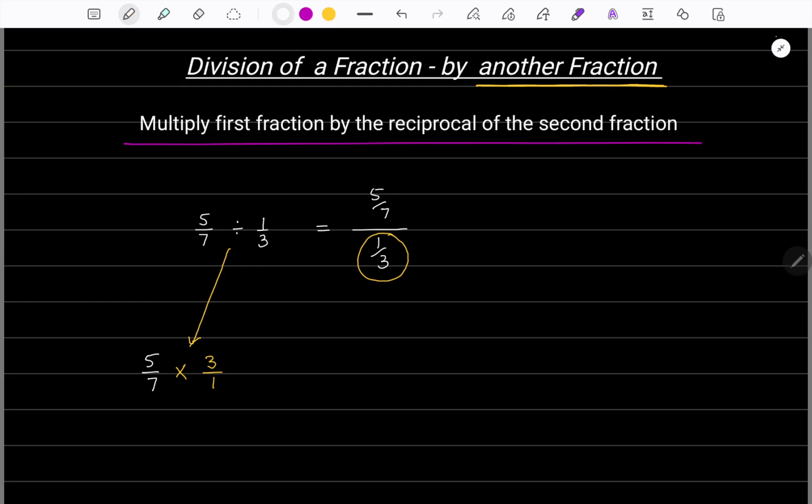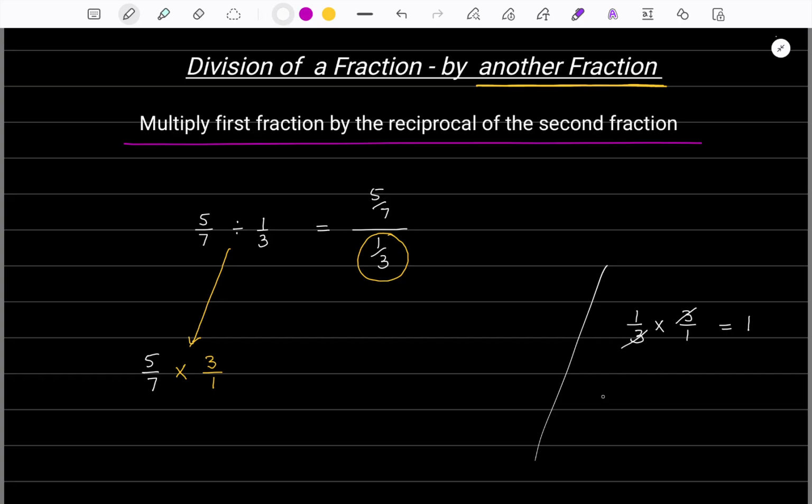A fraction is said to be the reciprocal of a given fraction if their product is 1. So we started with the fraction 1 by 3, and when we multiply this with the reciprocal that we have written as 3 by 1, 3 is going to cancel out 3 and the product is equal to 1. So we can say here that 3 by 1 is the reciprocal of 1 by 3. Basically, we are switching the places of the numbers that are written in the numerator and the denominator.